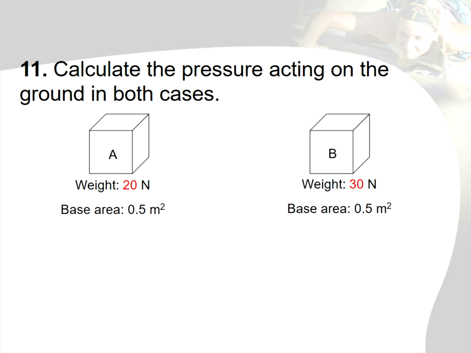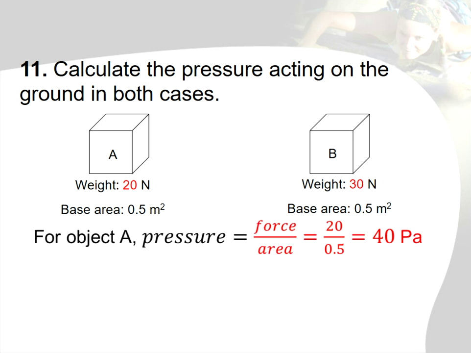So P equals F over A. Put them all in. Pressure equals force over area. You can just write P equals F over A.